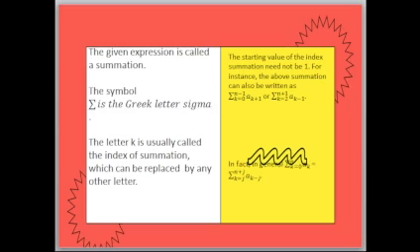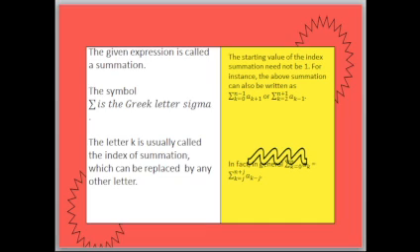The given expression is called a summation. The symbol, like E, is the Greek letter sigma. The letter K is usually called the index of summation, which can be replaced by any other letter. So we can use A, B, C, etc. And the index of summation is kung asa mag-start ang ato ang value nga i-replace sa variable k.